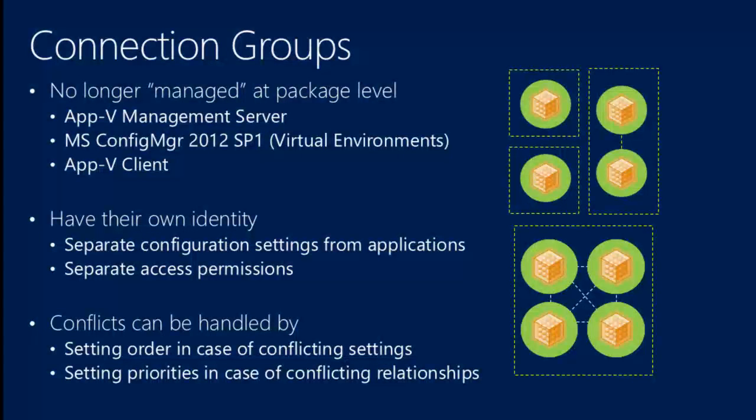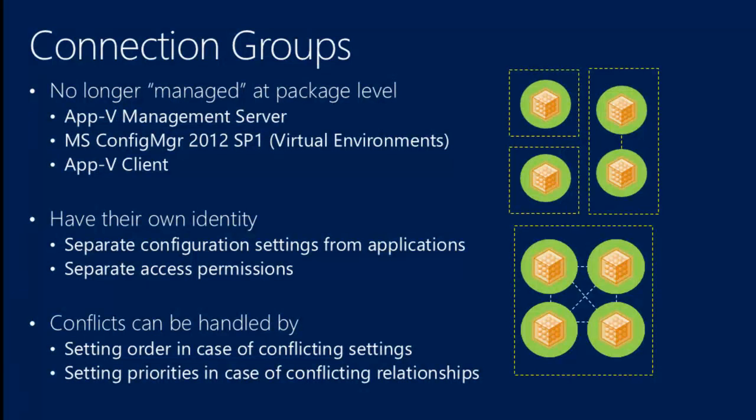So in AppV 5, communication between virtual applications is no longer managed at package level, but is either implemented in the infrastructure, so the AppV infrastructure or the SCCM infrastructure, or it's implemented at the AppV client. So you can actually manage them centrally. Important is that they hold their own identity, which means that if I have an application with a certain set of configuration and another application with another set of configuration, and I create a connection group between them, the connection group itself holds a third set of configuration, which is not the same as the other two. So the settings are saved separately from the main applications. And you can also set separate permissions.